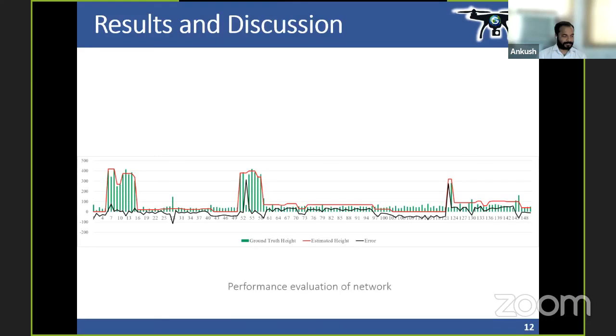So in the result and discussion part, this is the generated result. As you can see, the green bars are the ground truth measured height, and the red line is the estimated height from the network. So as we can see, it gives us a good result in terms of the height, but at a few places, like if we look at this part, it is not giving a satisfactory result.